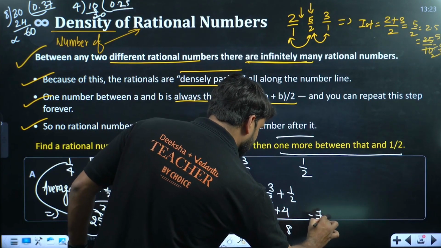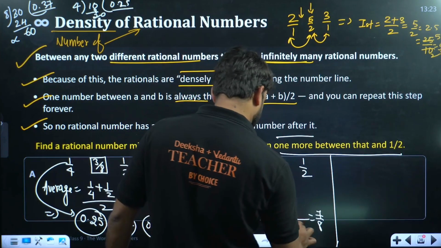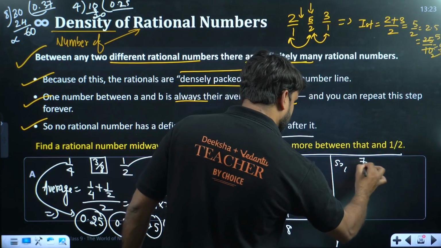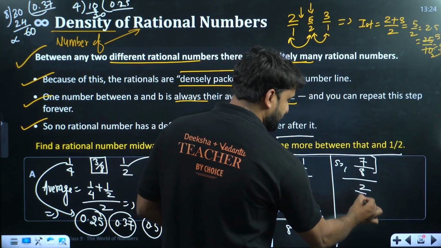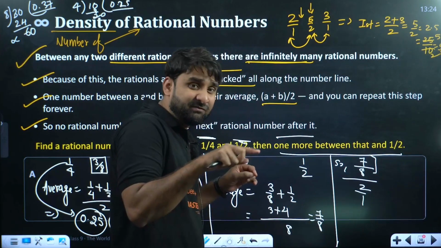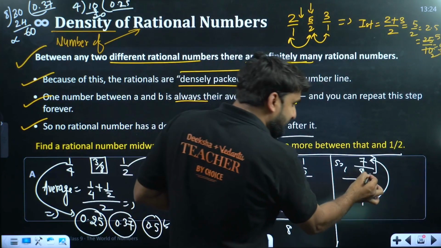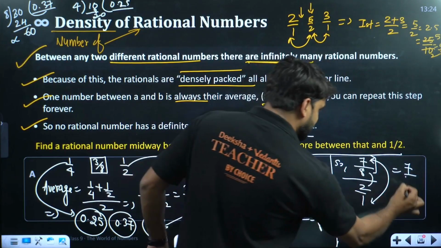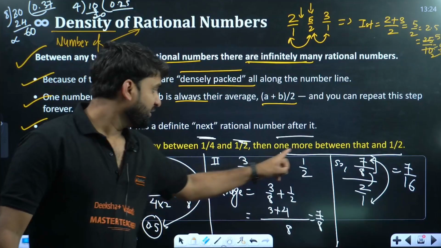So this is 7 by 8, right? But we want the average, so we have to divide by 2. So average will be equal to 7 by 8 divided by 2. We all know this is a fraction and this is also a fraction. 2 can be written as 2 by 1. When two fractions are in division form, always multiply the top value with the lowest value and the middle value will get multiplied. So 7 1s are 7 and 8 2s are 16. This will be the answer. 7 by 16 is one more rational number between 3 by 8 and 1 by 2.